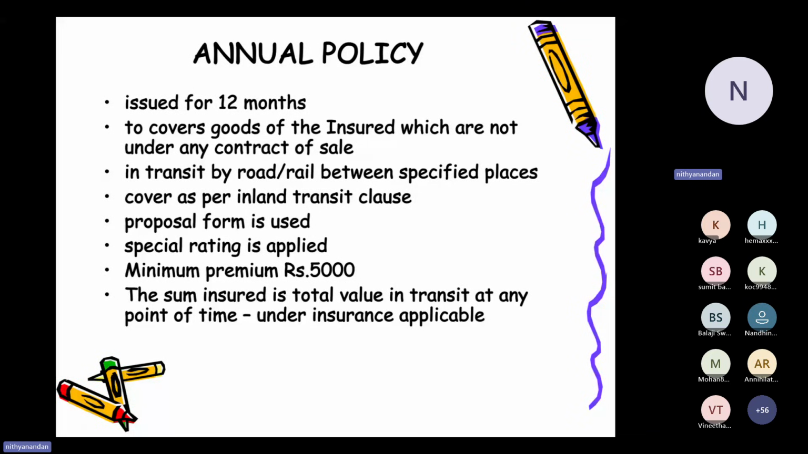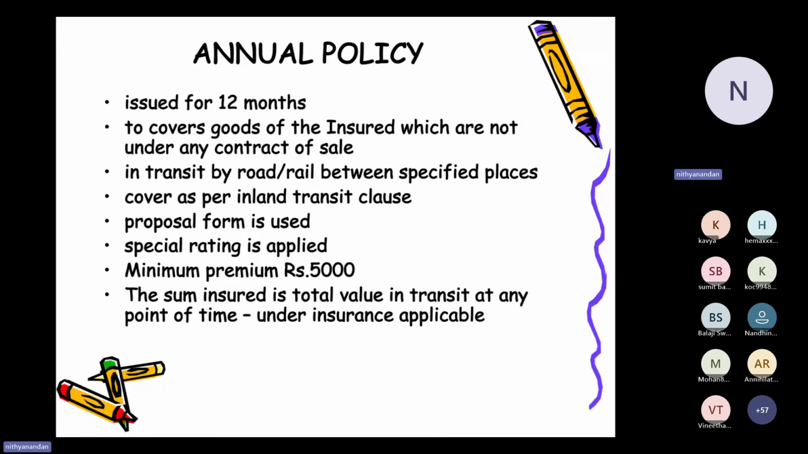You just understand, when there is no sale, goods are on transit belonging to the insured in his own vehicles. It's only inland transit, not abroad. Minimum premium is 5,000 rupees. One important point you should understand: for open policy, what is the sum insured? It is the turnover, or the expected turnover of the coming year.